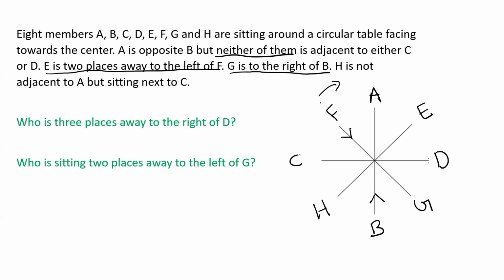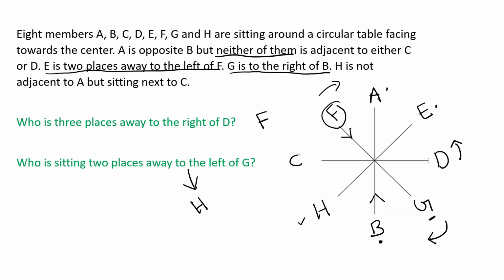Who is 3 places away to the right of D? As this is D, as this is right of D, 3 places away, we have to skip 2 members, and your answer will be F. Who is sitting 2 places away to the left of G? As this is G, and this is left of G, 2 places away, it means that we have to ignore B now, and your answer will be H. Answer for the second one is H.